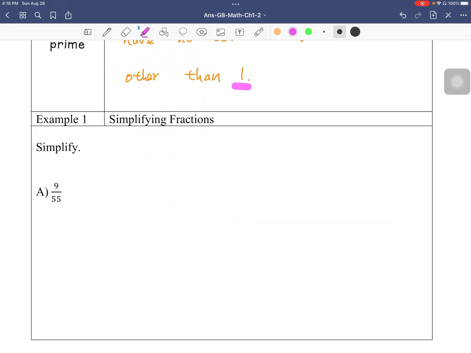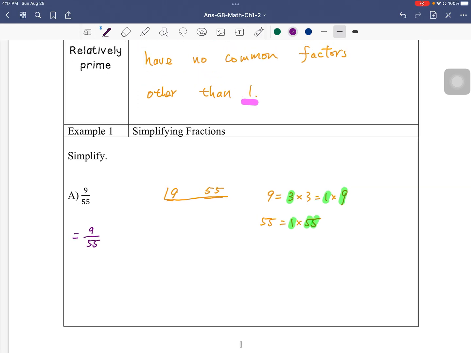So how do we simplify fractions? To simplify a fraction, I have to see if 9 and 55 have common factors. I'll do the short division, breaking down 9 and breaking down 55, and as we can see, there is no common factor. So I know that 9 over 55 is already the simplest form.